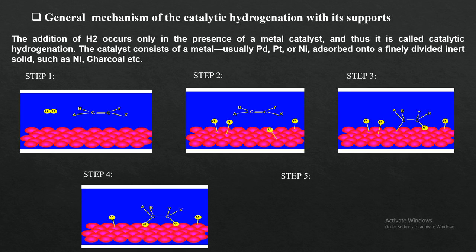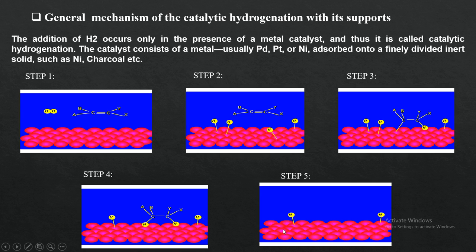In step 4, you can see that another hydrogen is also transferred from the metal surface to the carbon. So here you can see the alkene has been totally reduced, and the product can be used. So the mechanism is used for the reduction of alkenes.